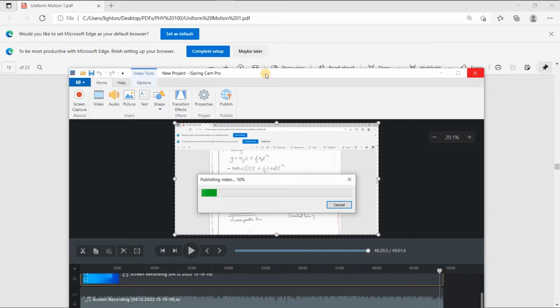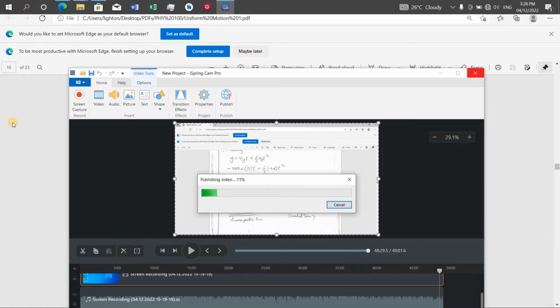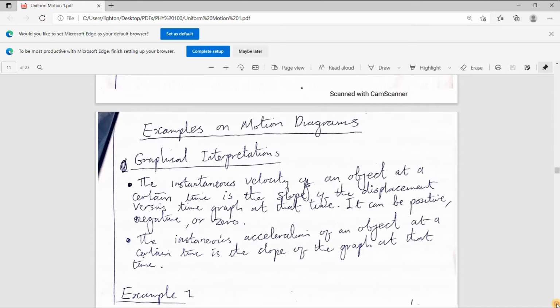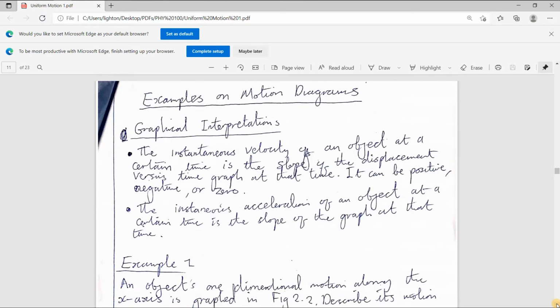We're going to continue with the notes and problems, and let's look at what we're going to do first. We're going to move on to examples on motion diagrams, looking at the graphical interpretation of motion diagrams. We'll start with the instantaneous velocity. This is the first point about motion diagrams.